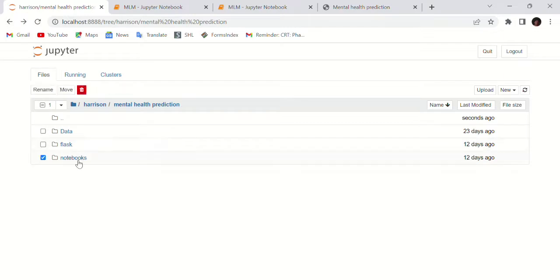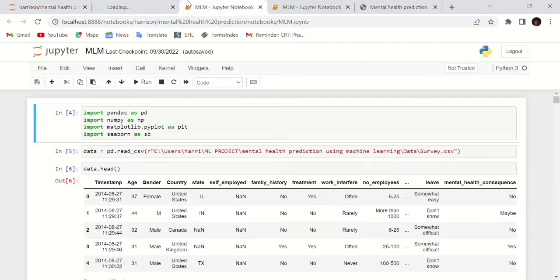And then in notebooks, the Jupyter Notebook IPYNB file is there. In that, first we have to import some Python packages called pandas, numpy, matplotlib, and seaborn. And then we have to load the dataset by using read CSV function.